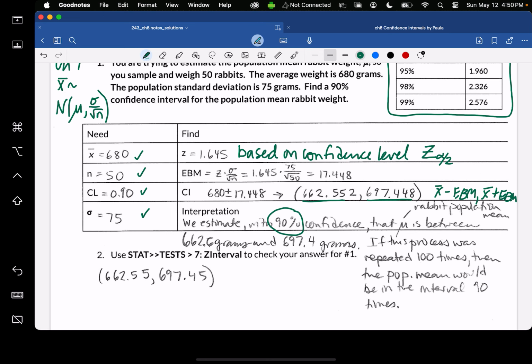And then finally, I will show you in the next video how to use the calculator to check your answer for number 1. And I'm thinking that this isn't available on the TI-83. It's only on the TI-84, which is a little bit of a bummer. But anyway, oh no, this one's going to be available on both because it's the Z interval. It's the T interval that may not be available on the TI-83. All right, so I'll do this process in the next video.